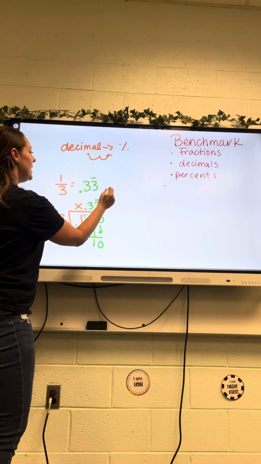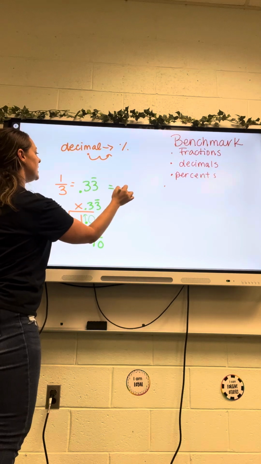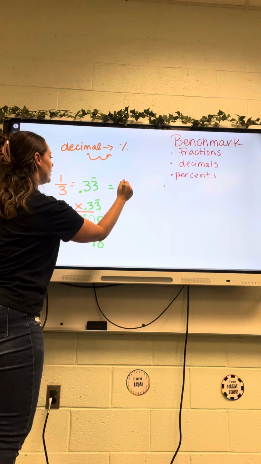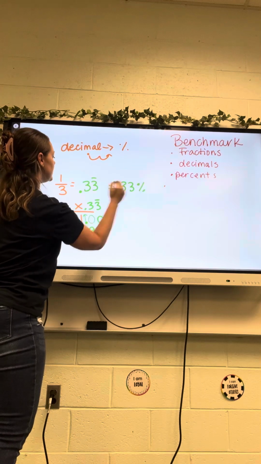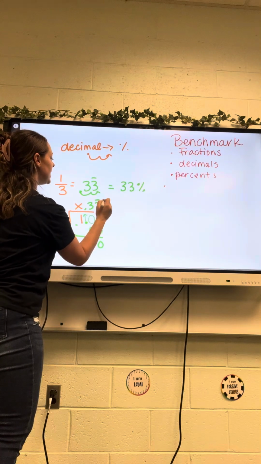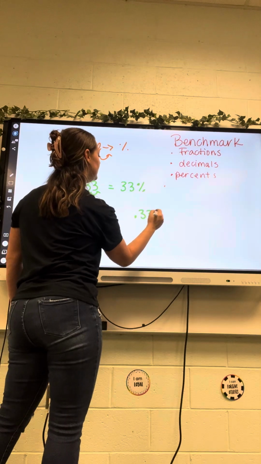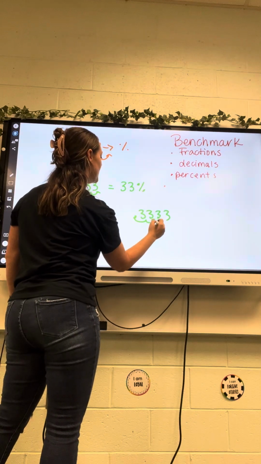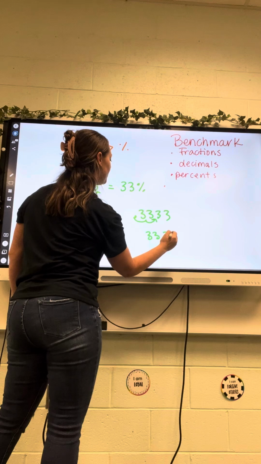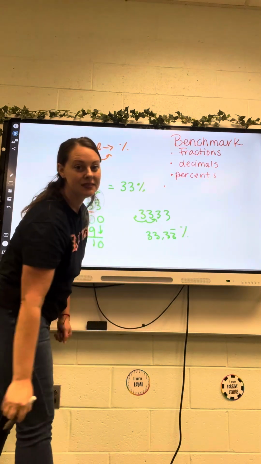Repeating. Now, if I wanted to turn that into a percent, it would be 33%, because I just moved that decimal twice. Now, if it was written like this, and I moved it twice, it'd be 33.33 repeating percent.